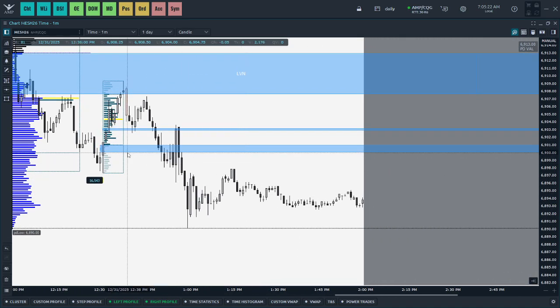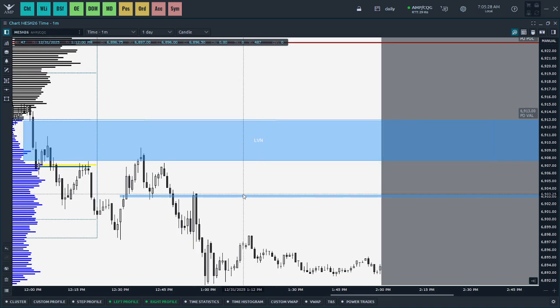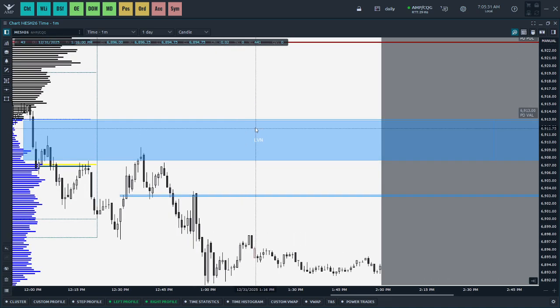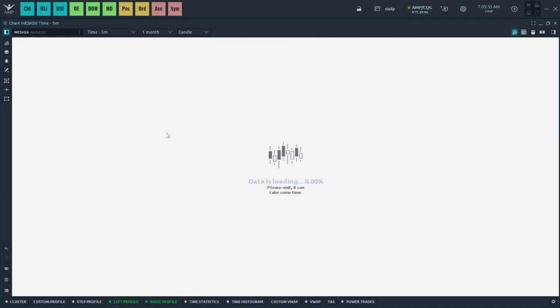So now I'm going to give you guys another example. I'm going to find a random area on the chart. Let me delete all this real quick. It's not letting me delete this one for some reason. Giving me a hard time.